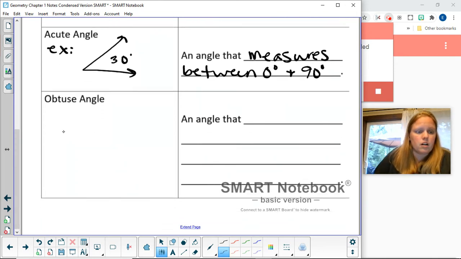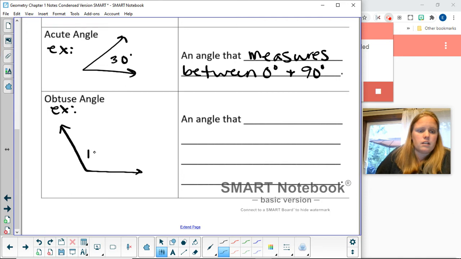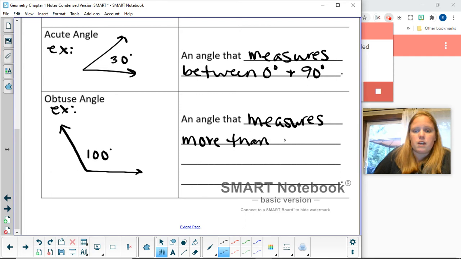Obtuse angles are larger than right angles, but they have to be less than a straight line of 180 degrees. So I'm going to give an example here. Let's say that this is 100 degrees. So an obtuse angle is an angle that measures more than 90 degrees, but less than 180 degrees.